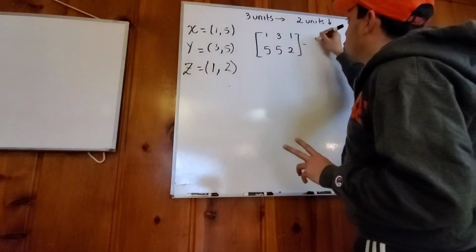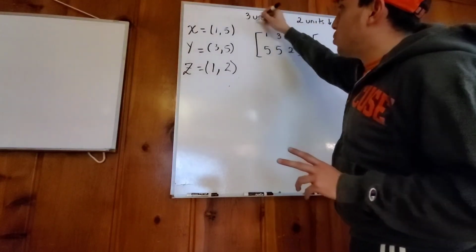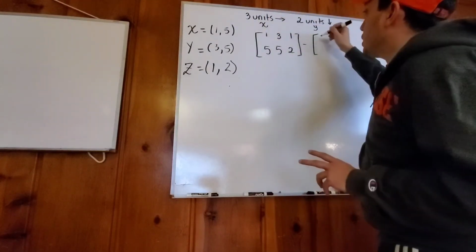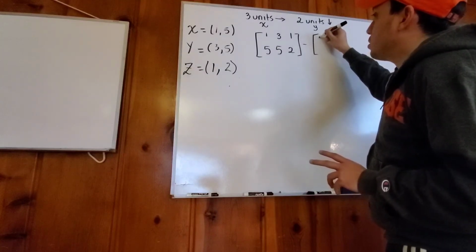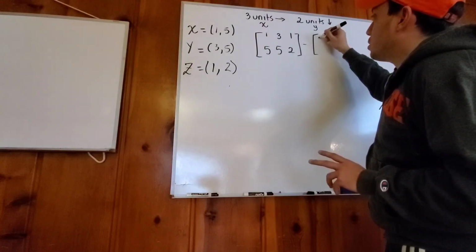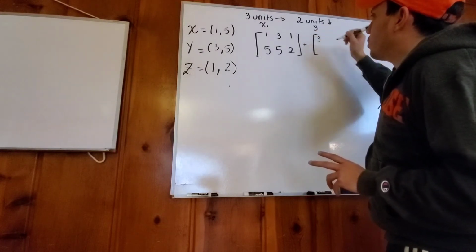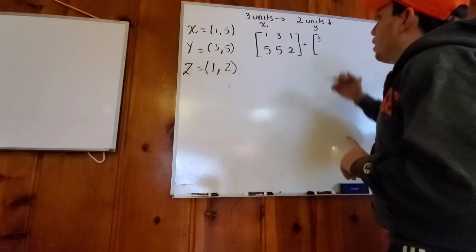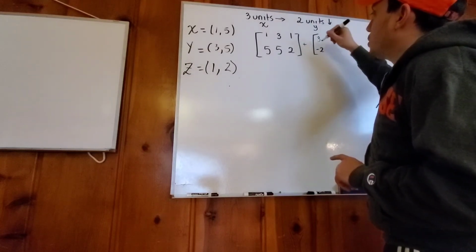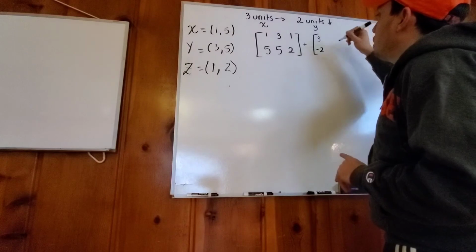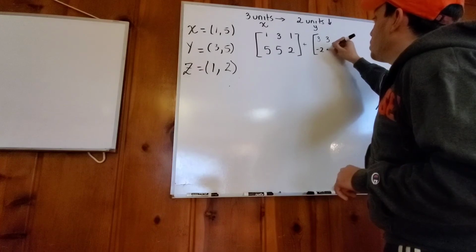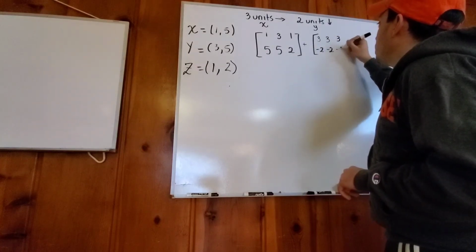Then we're going to actually subtract, because the 3 units is in the x-axis and the 2 units is in the y-axis. I'm going to add 3 units to the right, and 2 units down is going to be minus 2. So it's going to add plus 3, minus 2, for 3 units to the right, 2 units down, 3 units to the right, 2 units down, 3 units to the right, and 2 units down.